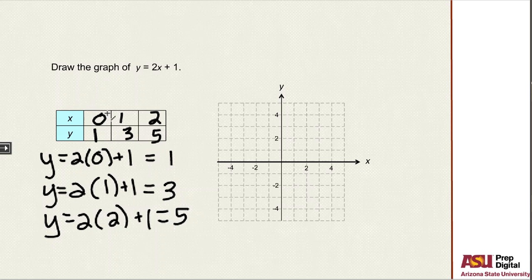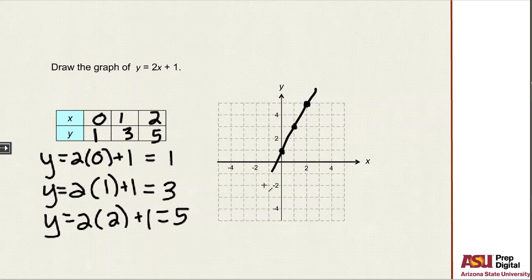So now what I've created are three ordered pairs. So (0, 1) is my first point. (1, 3) is my second point, and then (2, 5) is my last point. You really only need 2 points, but if you're hand drawing a graph, 3 or more is a little bit better. So now I have 3 points.